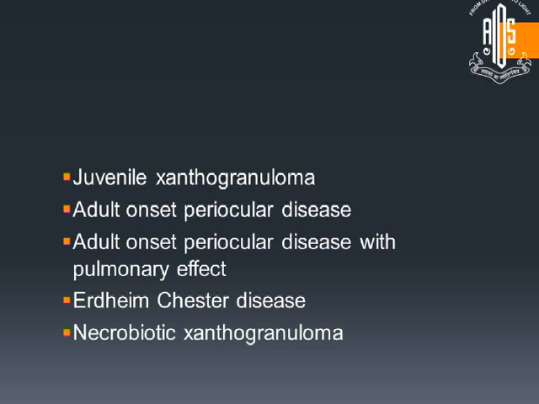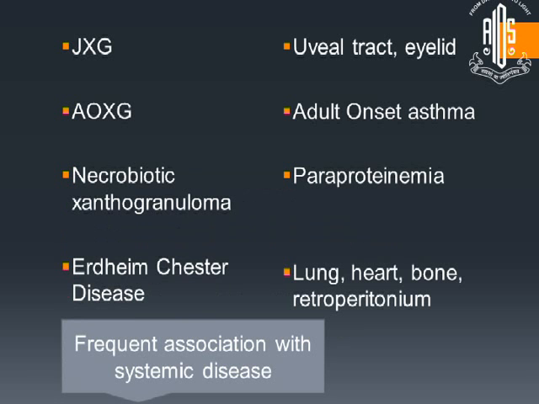Now, these are the entities associated with that. And what I remember for each of these, because these are a set of very rare diseases, is that juvenile xanthogranuloma affects mostly the uveal tract and sometimes the eye, rarely the anterior orbit. Adult onset xanthogranuloma may be associated with adult onset of asthma. Necrobiotic xanthogranuloma is associated with paraproteinemia, that is monoclonal gammopathies, multiple myeloma, and leukemias. And Erdheim Chester disease is associated with multi-organ involvement.